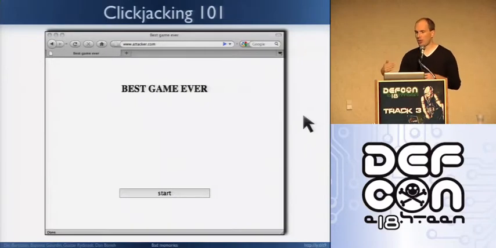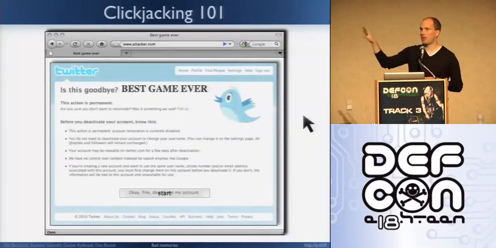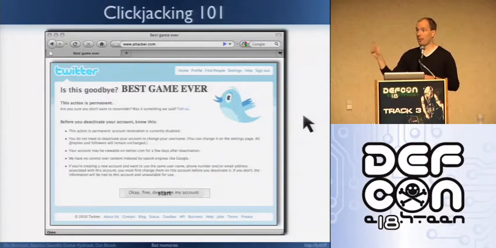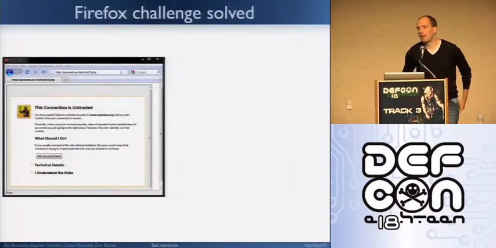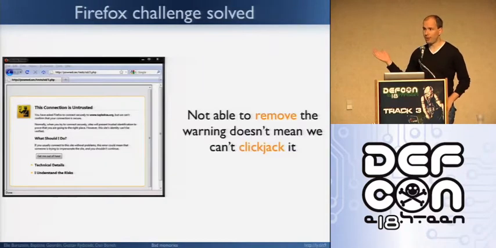What happens under the hood is you have a transparent div on top of it, which has another input box. And when the user is trying to do something, they will click on this invisible button and do something we will regret later. Of course, here for Twitter, they have a frame busting defense, so it doesn't work, but just to give you an example, you click, and instead of clicking to download or start, you're actually clicking on leaving Twitter. So that's how we solve the Firefox challenge: well, sure, we can't remove the warning, but we can clickjack it. And that's exactly what we're going to show you.